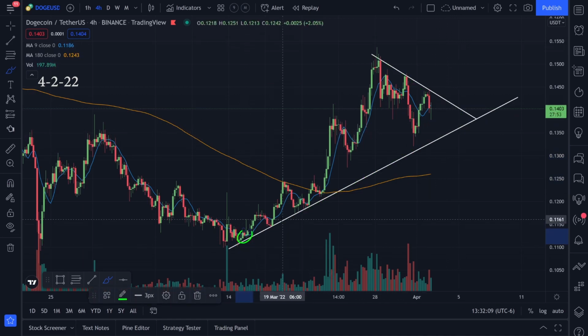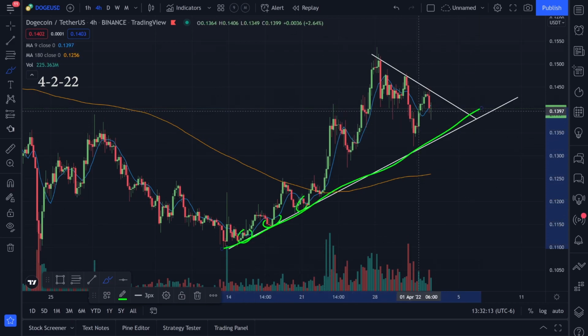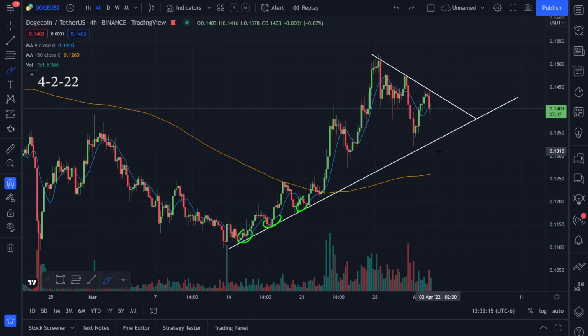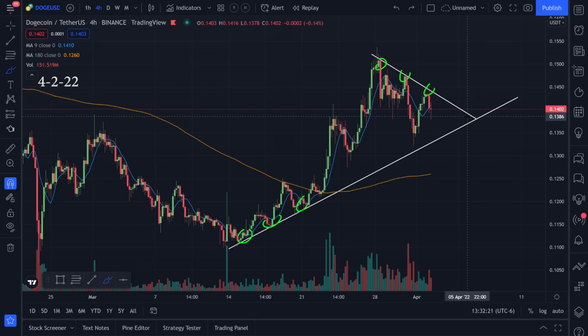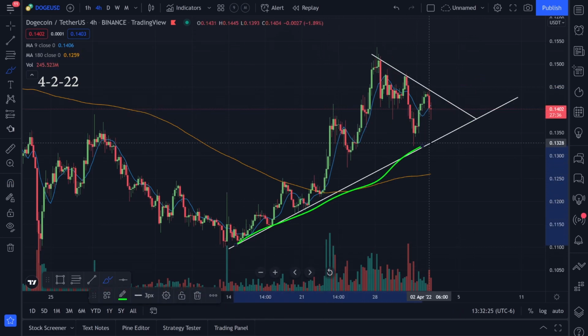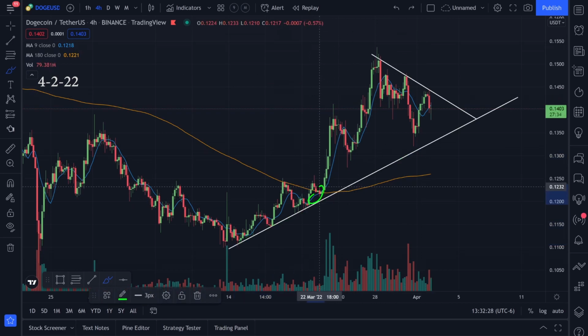We had support, support, support, giving me this uptrend right here. We have not broke that uptrend going to the downside yet. And we have resistance, resistance, resistance. We have not broke this downtrend going to the upside yet. What I was watching was this uptrend, and I was also watching another uptrend from this support. Let's go ahead and draw that trend line.